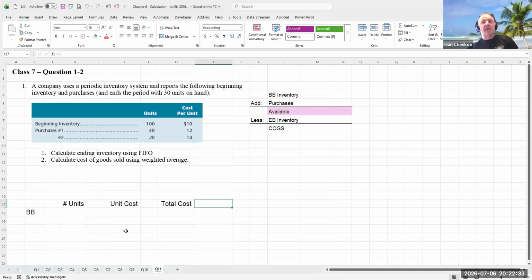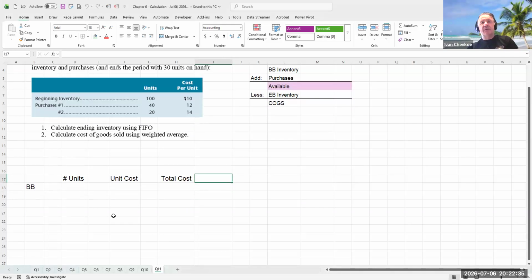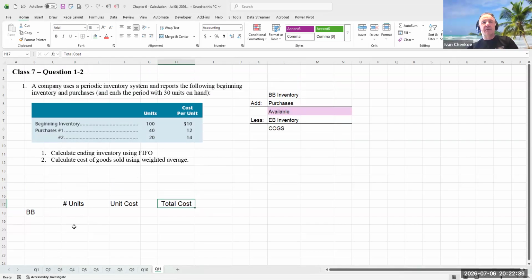Okay, now you have it. Now I know you have it. And I'm going to open it again on my screen and share my screen and we can go with the calculation. So beginning balance, we have the unit cost, we have the total cost. Those are our columns. Now we have to fill in the information.